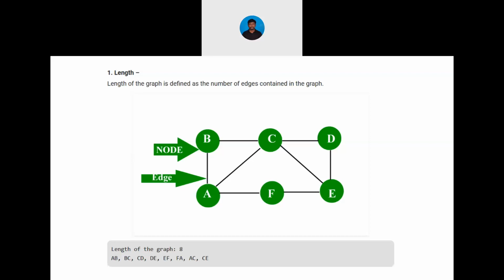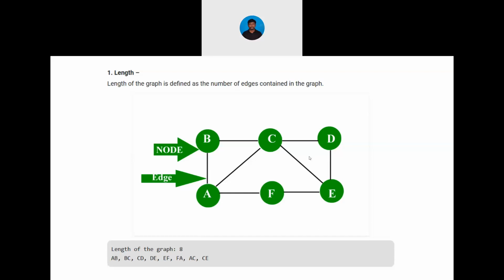It is very easy. The first terminology is length. While considering this graph below, the length of the graph is defined as the number of edges contained in the graph. If I want to tell the length of a particular graph, then I have to count the number of edges contained in it. You consider this graph. What is the length of the graph? It is nothing but the number of edges present in the graph. How many edges are there?